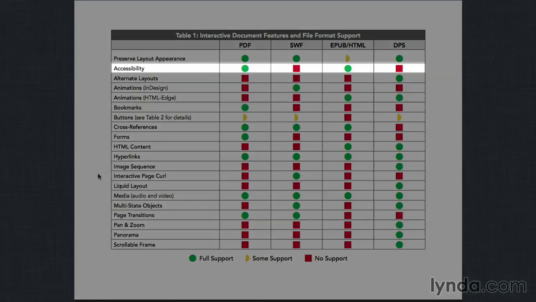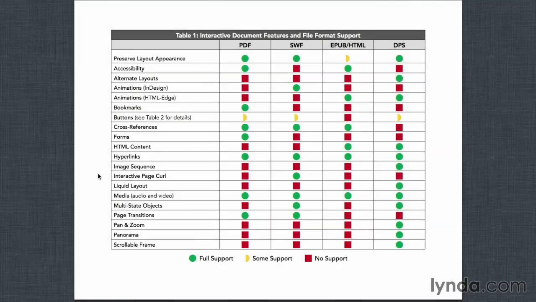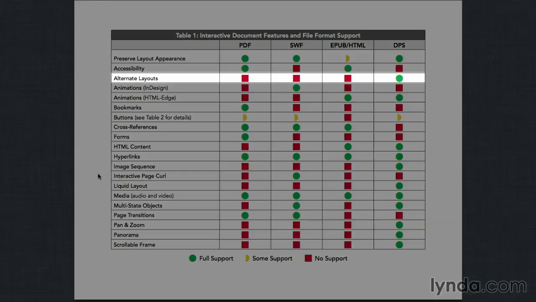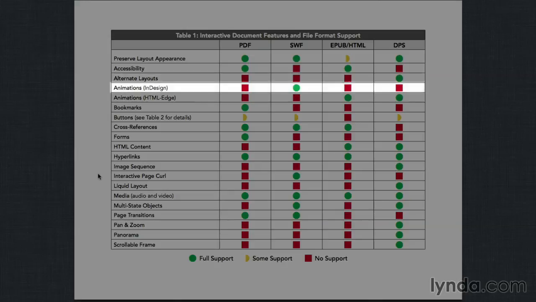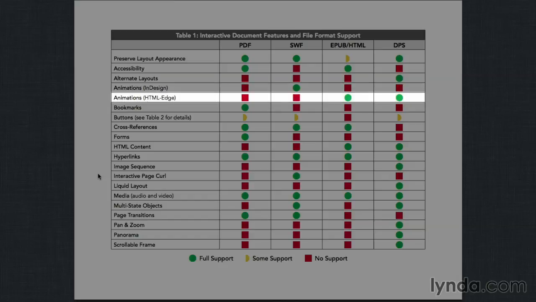If accessibility is important to you, then you're limited to the formats where you can export structured content, PDF and EPUB HTML. Remember, what creates the look of pages in DPS is essentially an image. If you want to be able to adapt layouts to fit multiple screen sizes and orientations on mobile devices, your only choice is DPS. When it comes to animation, you're limited to SWF if you want to use InDesign's animation tools, but you can put animations created with Adobe Edge into EPUB, HTML, and DPS.